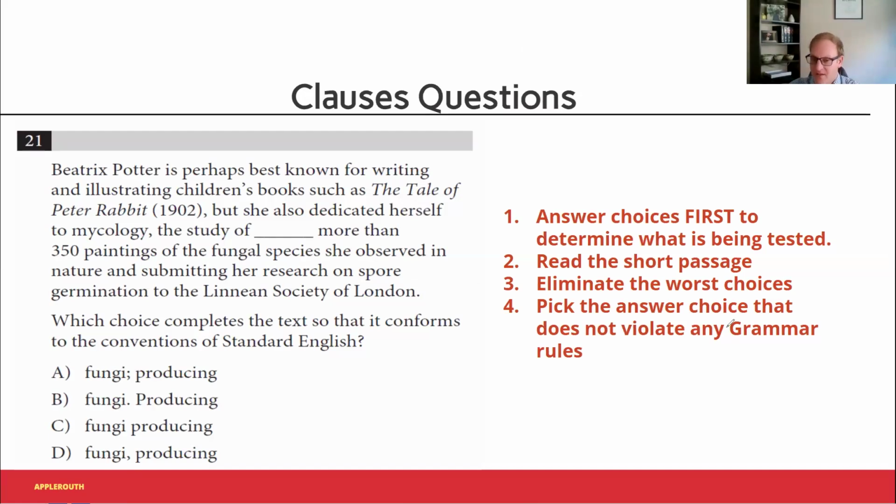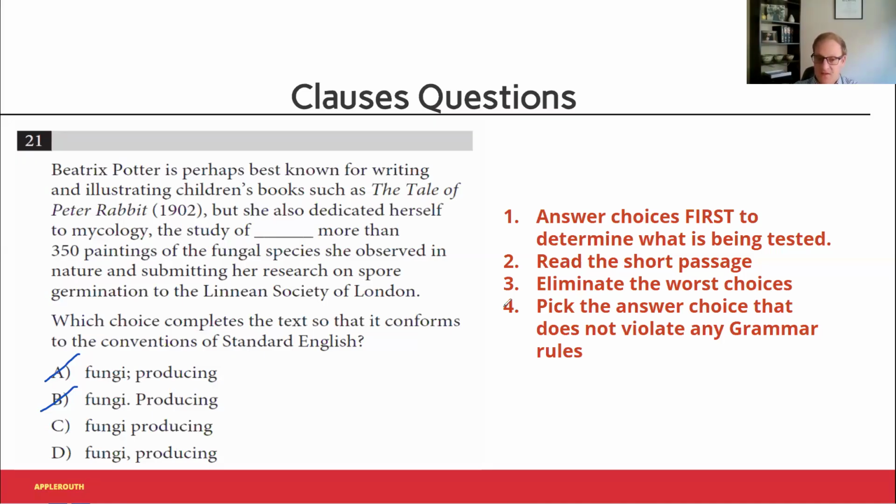It's grammatically correct, right? The wrong answers on this, we can prove are wrong. And here, I kind of already know that A and B are wrong because they're the same as each other, and I can't have 2 right answers, so they're both wrong. Here's why. When you read a name, by the way, you can always just put in your own name or just she or BP or whatever. You don't have to read the whole name. In this case, this person is perhaps best known for writing and illustrating children's books, such as The Tale of Peter Rabbit, but she also dedicated herself to mycology, the study of fungi.